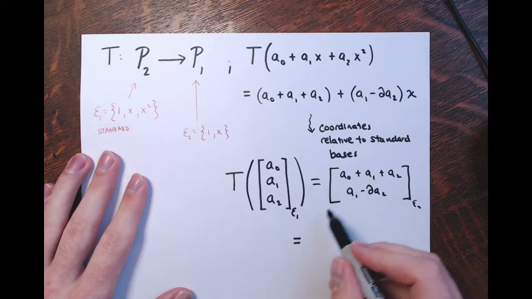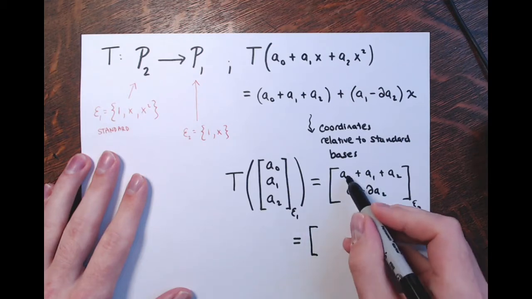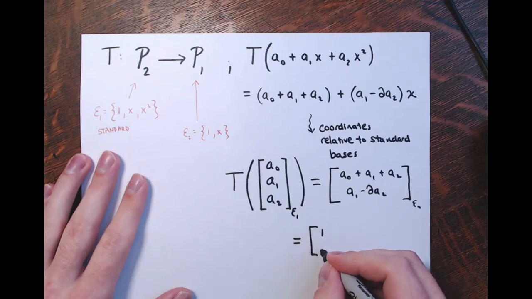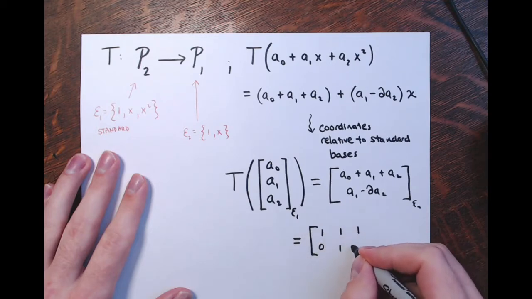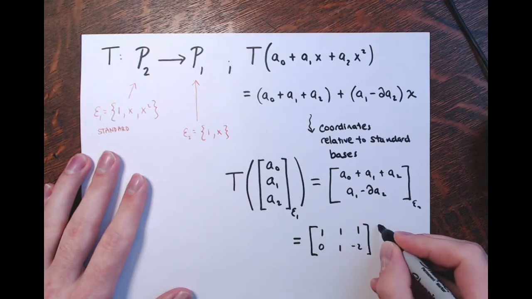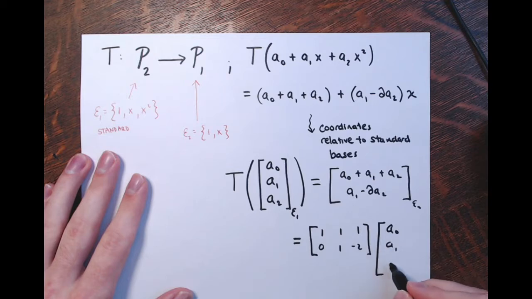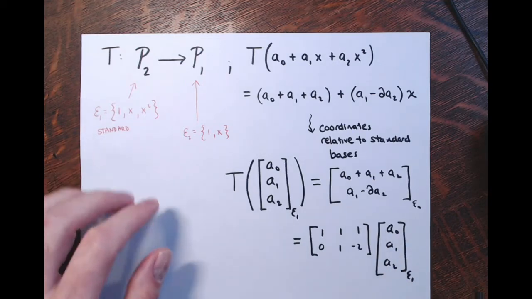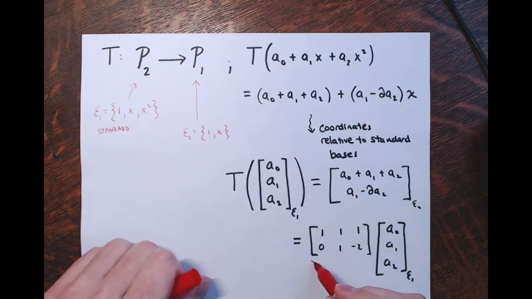Now just write this as a 2 by 3 matrix, where down the first column, the coefficients of a0, 1 and 0, then coefficients of a1, 1, 1, coefficients of a2, 1, negative 2, times our input vector a0, a1, a2, and again these are coordinates relative to E1 here. And here was our standard matrix.